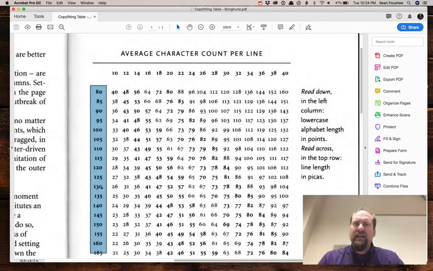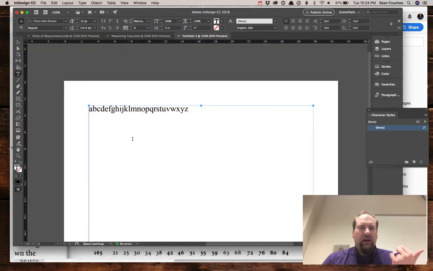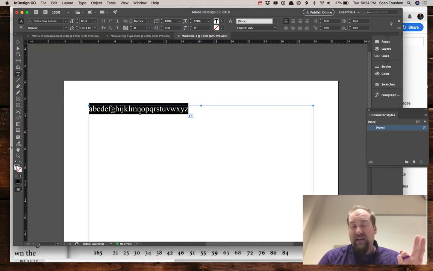Well, that's the first piece of information that I need, right? I need to know I'm going to be using Times New Roman. I'm going to be using 12 points as the font size. Okay, great. How do I figure out what the actual size of this alphabet happens to be? And not only that, but I need to figure it out in points. Okay, well, two quick little tips. Let me show you how to do this in InDesign.